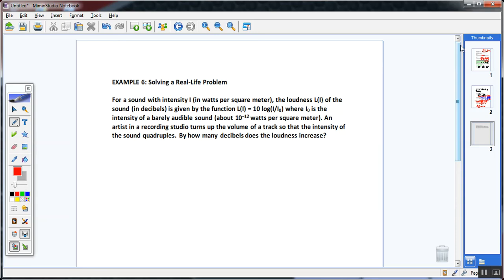An artist in a recording studio turns up the volume of the track so that the intensity of the sound quadruples. By how many decibels does the loudness increase? Oh my goodness. So this I sub 0 right here is like an initial value. What is that initial value again, kids?